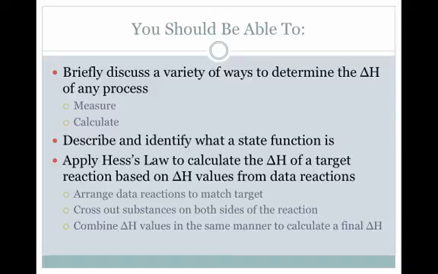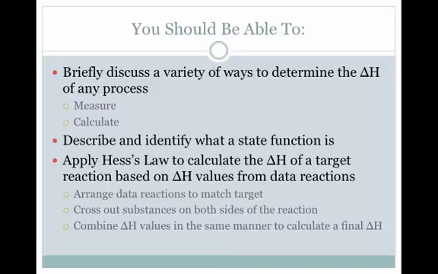Firstly, you should be able to briefly discuss a variety of ways to determine the delta H of any process. We basically broke it down into two main categories. We can measure delta H using calorimetry, or we can calculate delta H values using a variety of methods, one of which is Hess's law, which we've discussed today. You should also be able to describe and identify things as being state functions or not state functions. There's a definition that goes along with that, and then we had a couple examples of state functions. More importantly, if you understand what a state function is, you should be able to figure out whether something is a state function or not based on what you understand about that actual variable.